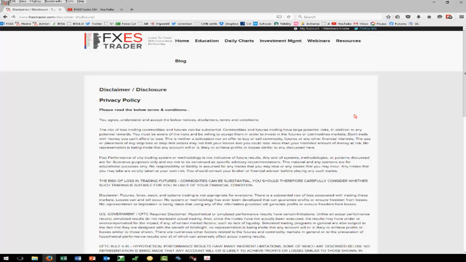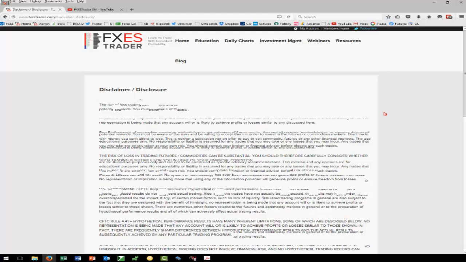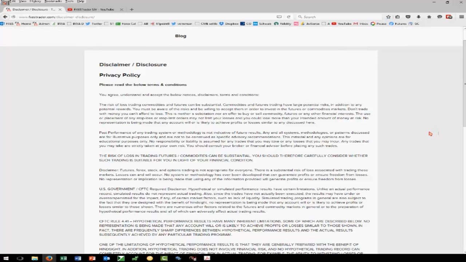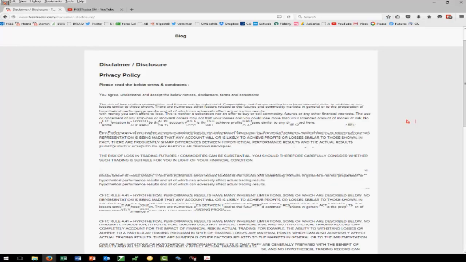Do keep in mind, as far as the disclaimer, guys, that futures trading really does have a pretty big loss in it if you don't know what you're doing. Losses can be substantial, so you really should carefully consider whether or not trading is suitable for you in light of your financial condition. Don't be trading with money that you're going to be using to pay the mortgage next month, or food for your children.